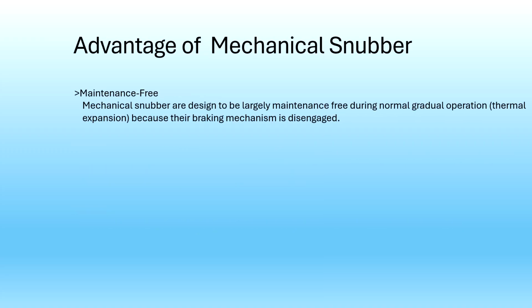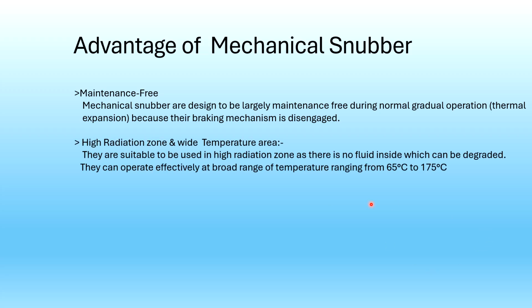Now let's go to the advantages of mechanical snubbers. Maintenance free. Mechanical snubbers are designed to be largely maintenance free during normal gradual operations because the braking mechanism is disengaged. So normally there is not much maintenance to be done because it remains in normal operating conditions, and the braking mechanism is always disengaged during this time. Second is high radiation zone and wide temperature area.